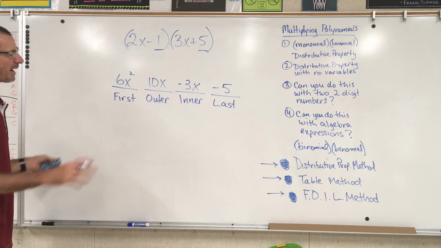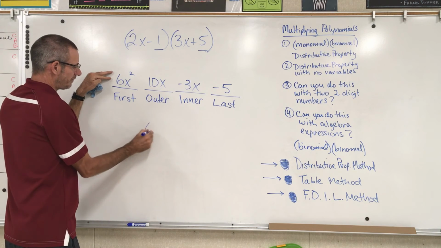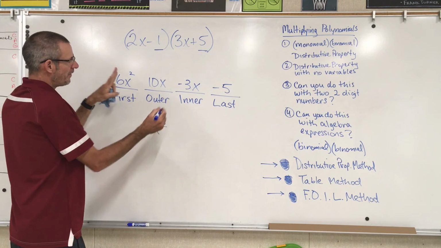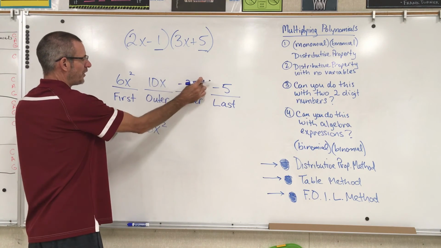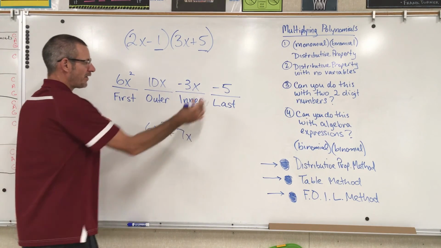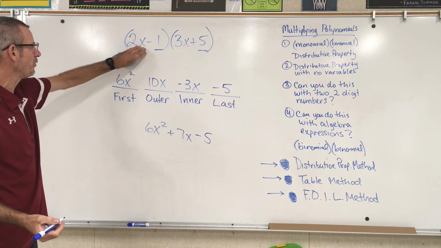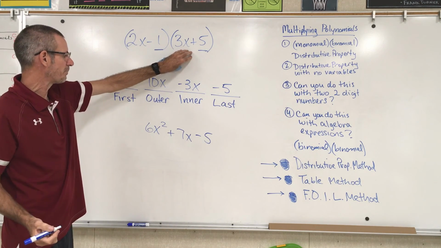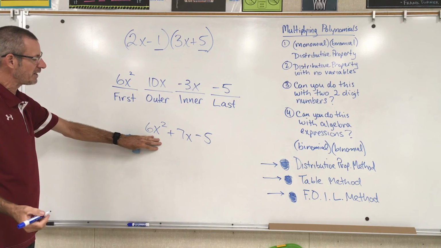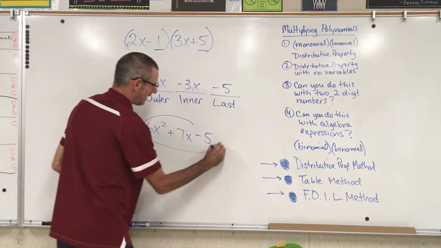So now we just need to write down our final answer. And so there's no other x squared terms. There's 2 terms that have an x to the first. So I'm going to put those together. That makes positive 7x. And there's 1 constant term. And so when I multiply the binomial 2x minus 1 by the binomial 3x plus 5, I get the second degree trinomial 6x squared plus 7x minus 5.